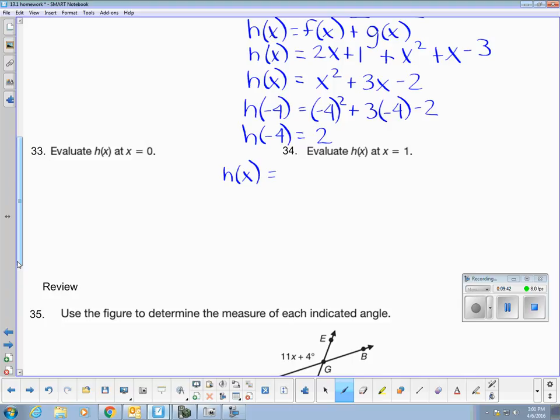So from the previous problem, I've already evaluated the function h of x as being the sum of f of x and g of x, which was x squared plus 3x minus 2. So if I'm to evaluate at x equals 1, you want me to find what h of 1 is equal to.